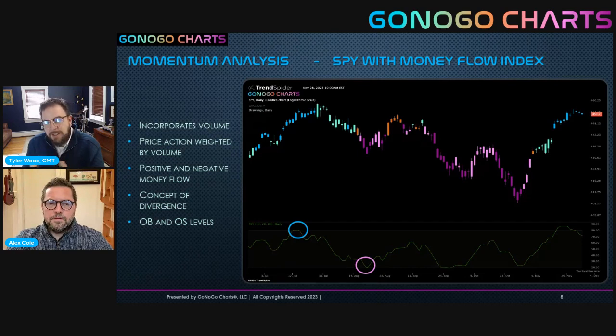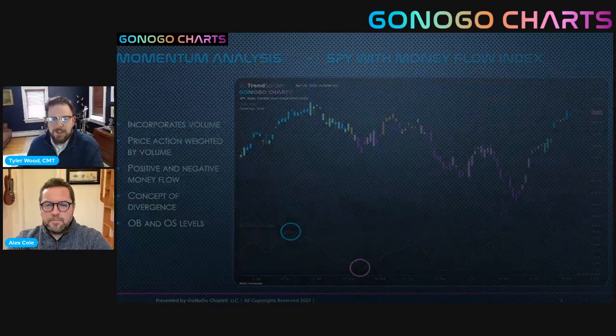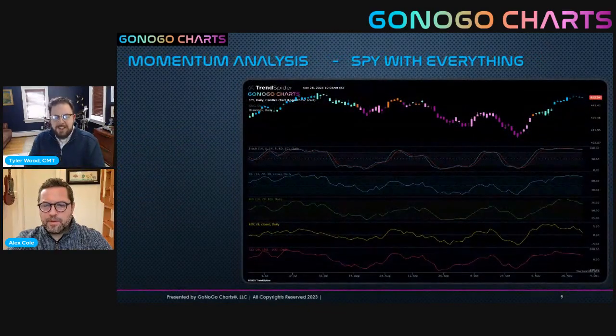The other challenge with a lot of these indicators is defining what is overbought and oversold, right? If 80 is overbought, what about 79? What about 81? Is there a significant difference there? So again, it leaves a lot up to interpretation by the individual trader or investor. So Alex, let's talk about this in context.